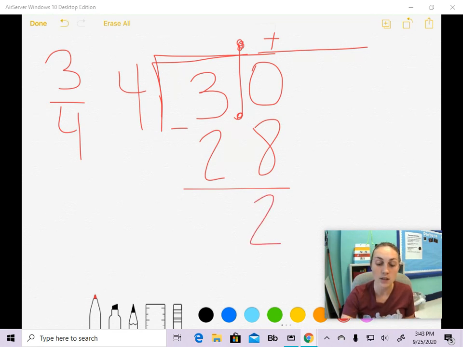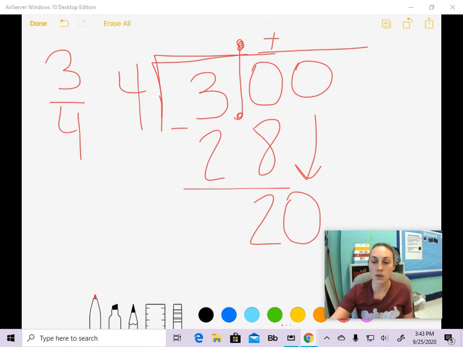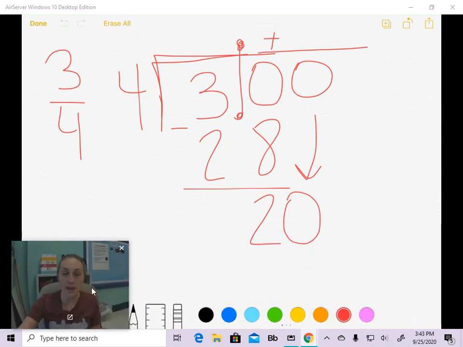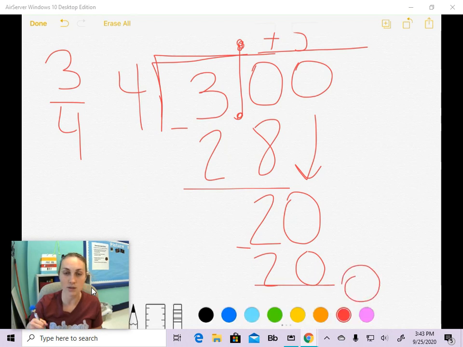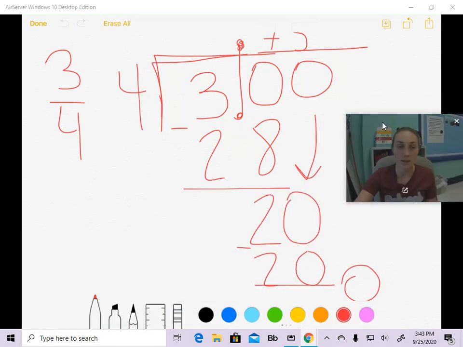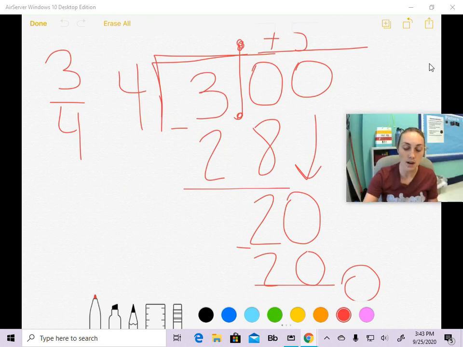We can't have a remainder. So we're going to add another 0 to this because it doesn't change the value. We're going to bring that down here. 4 goes into 20 5 times. So I'm going to write down 5 at the top right here. 5 times 4 is going to be 20. And when we subtract that, our remainder is 0. So we are done. So now we have not only the fraction, but now we also have the decimal. The decimal is going to be 75 hundredths.